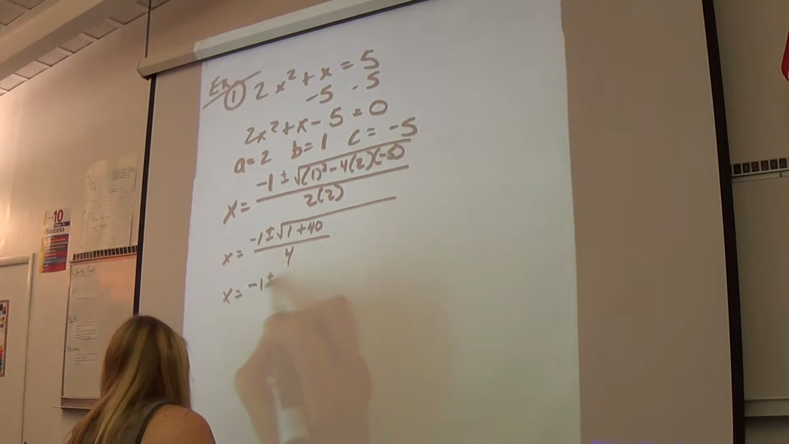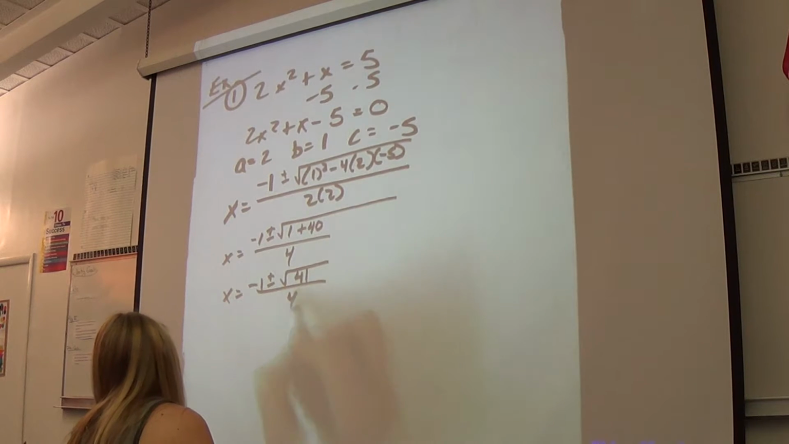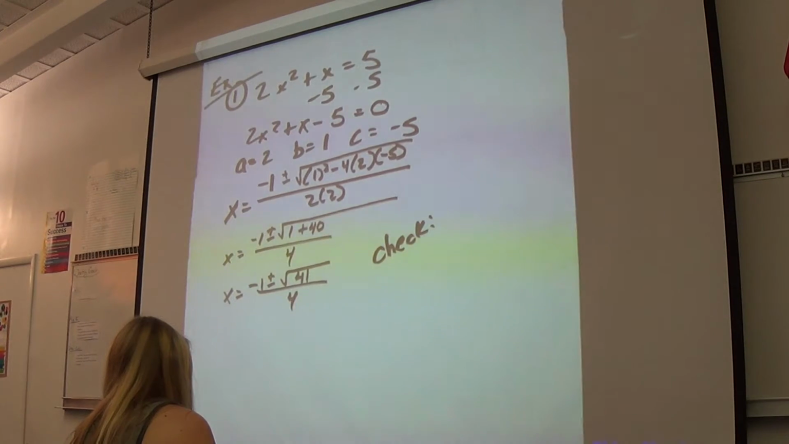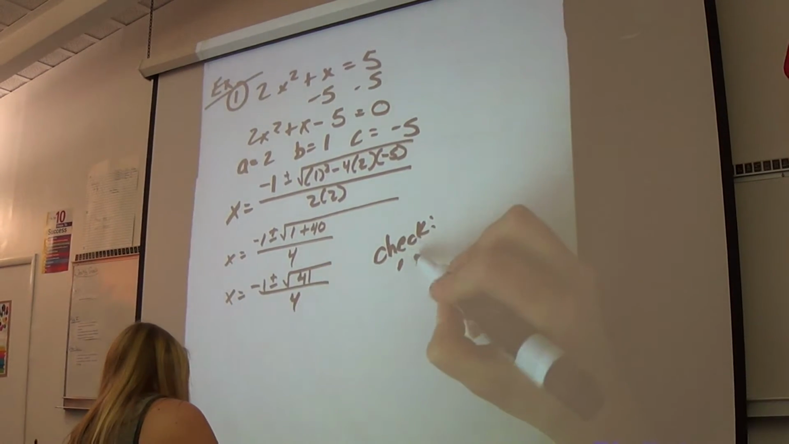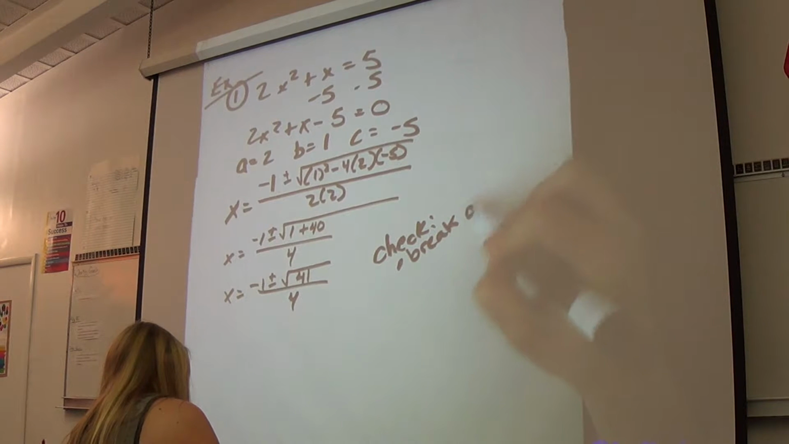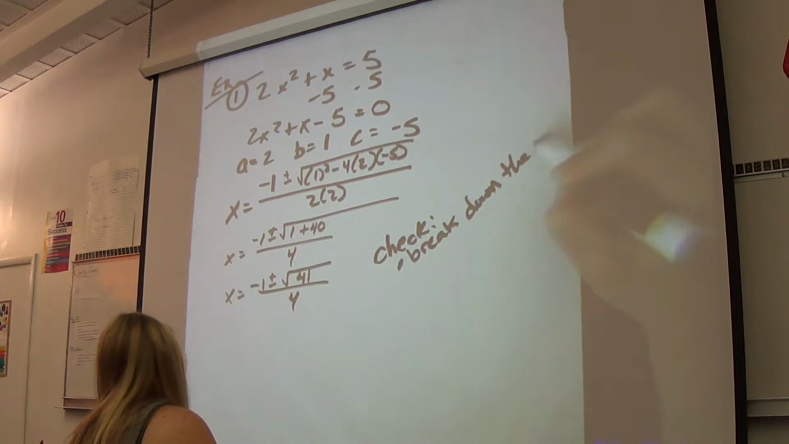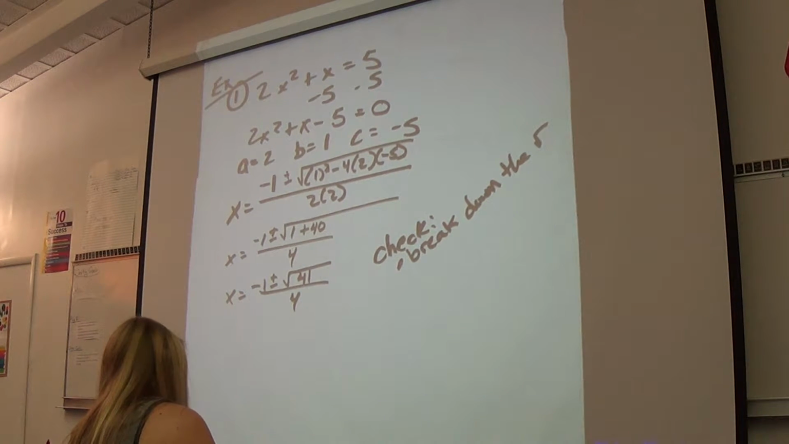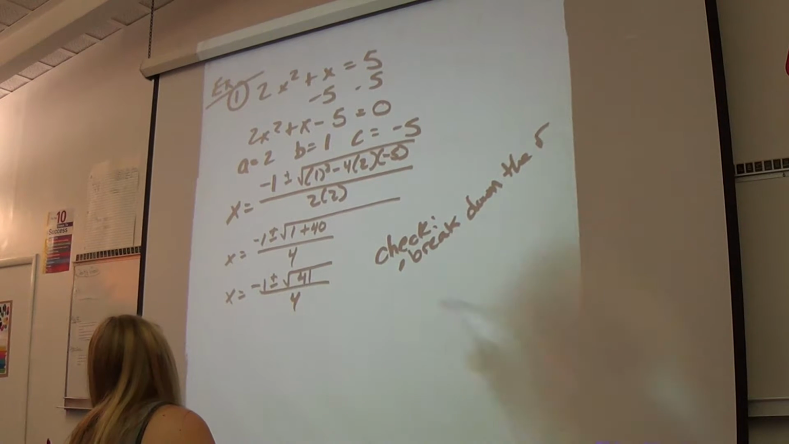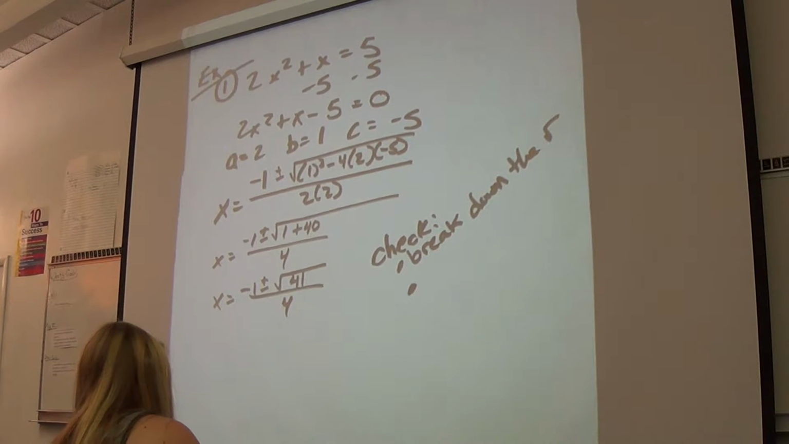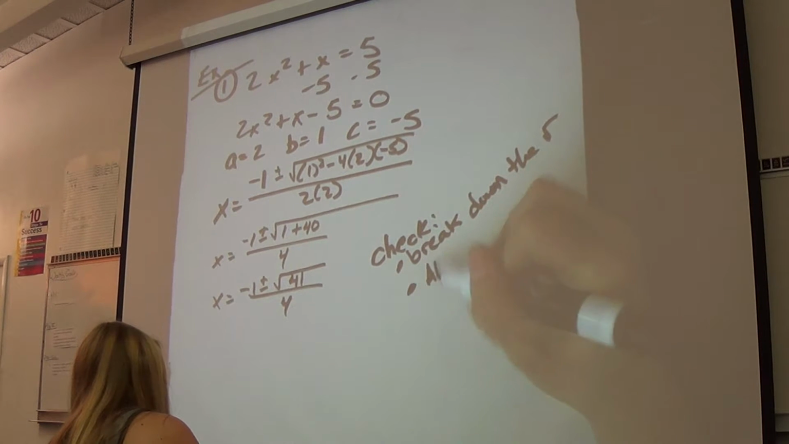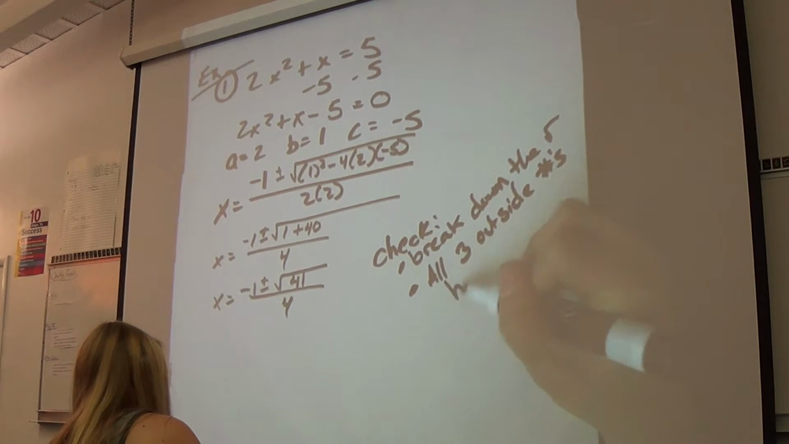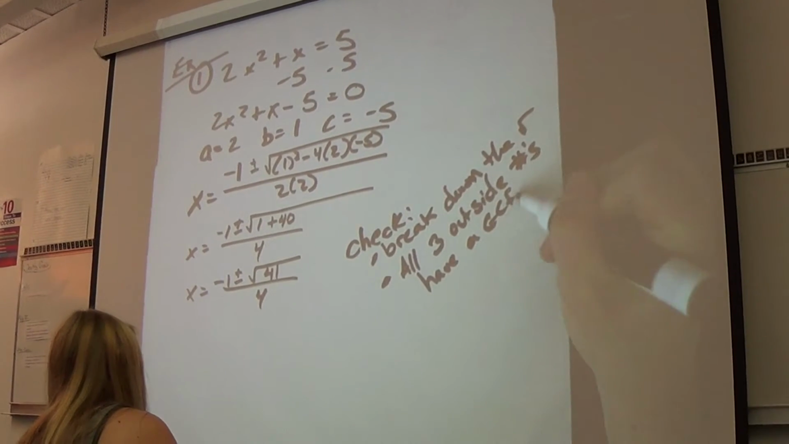Add the 1 plus 40, that gives me 41. And before you can say that you're done, you have to check a couple of things. The first thing that you have to check is if you can break down the square root. In other words, can you break it down and pull out any pairs? 41, I can't break it down, so that square root is done. Once you break something down, at that point you have to see if all three outside numbers have a GCF. If they do, then you can reduce.